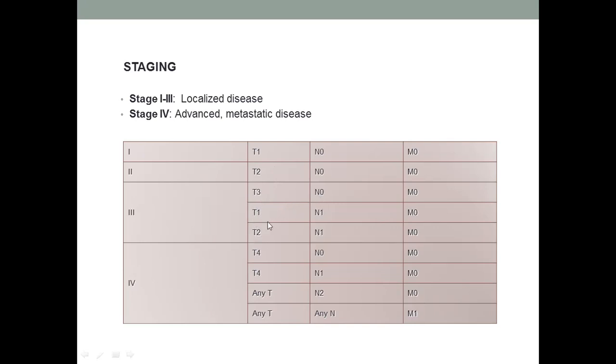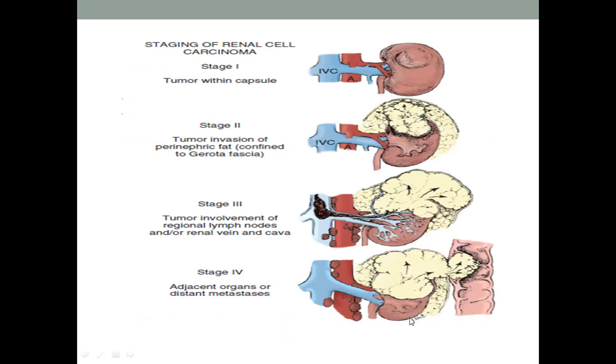If any T1 or T2 is associated with nodal involvement, they become stage 3 disease. While a stage 4 disease is, as I said earlier, T4 alone itself is a stage 4 disease. T4 with N1 is again stage 4 disease, and any T with N2 or M1 is supposed to be stage 4 disease. This is the diagrammatic representation here. You can see tumor within the kidney is T1, stage 1, invasion is stage 2, and this going into the regional lymph nodes or IVC is stage 3, and adjacent organ involvement is stage 4.